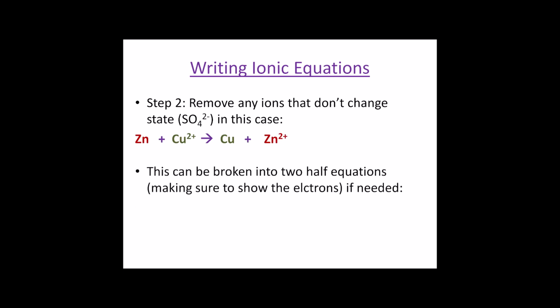We can then break this down into two half equations, making sure to show the electrons if needed. So we can break it down to zinc goes to Zn2+ plus 2 electrons, and Cu2+ plus 2 electrons makes the copper. So we can break it down into the half equations.